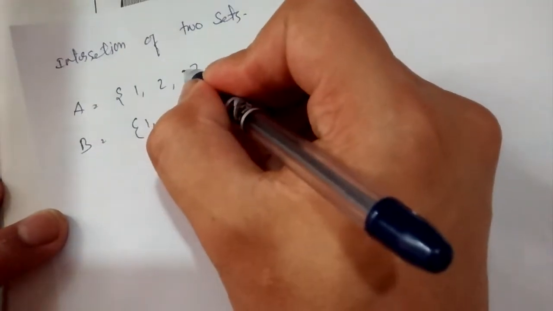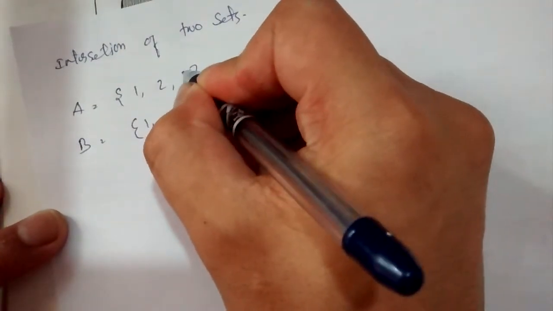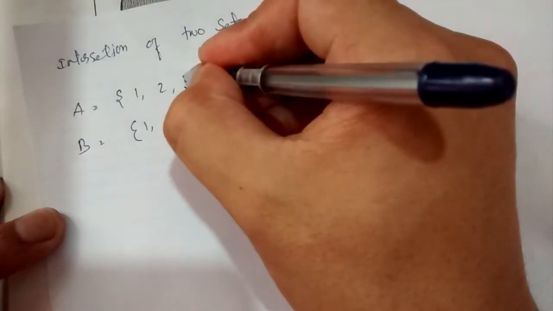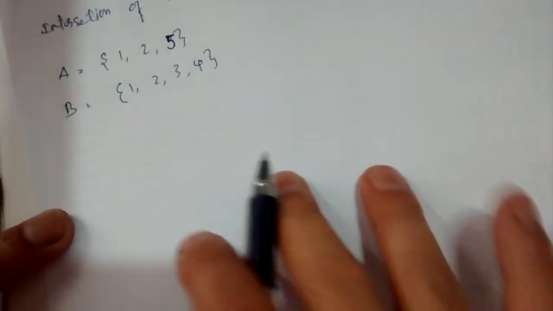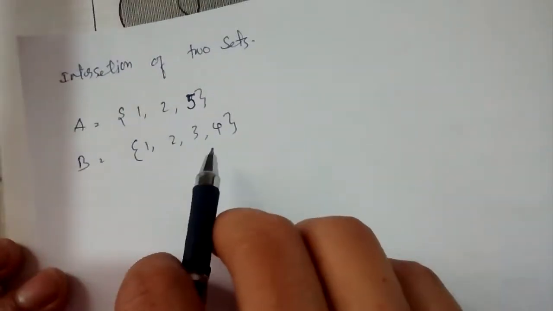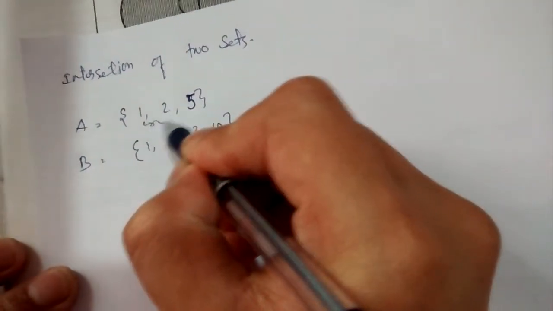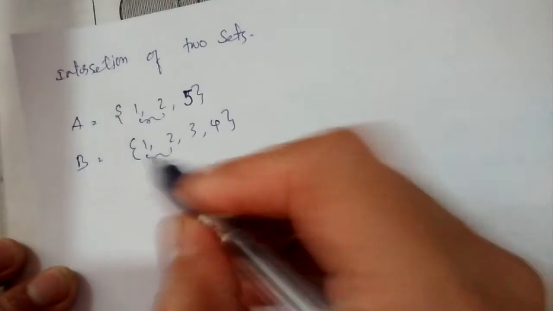This is a bad example. Let's say this is 5. Okay, set A is 1, 2, 5, sorry. So now intersection of a set identifies the common elements. Okay, so what are the common elements here? 1 and 2, right? So 1 and 2 are common elements.